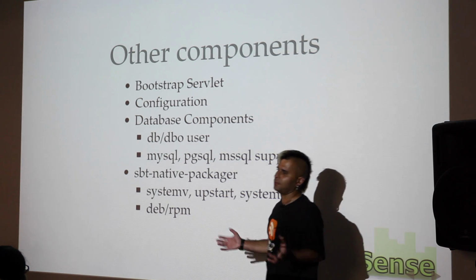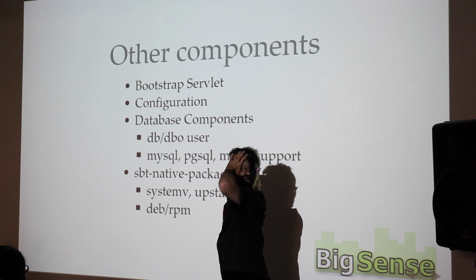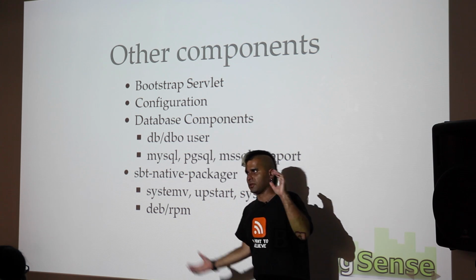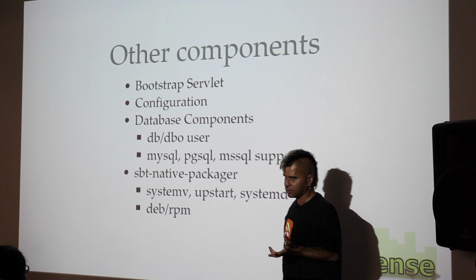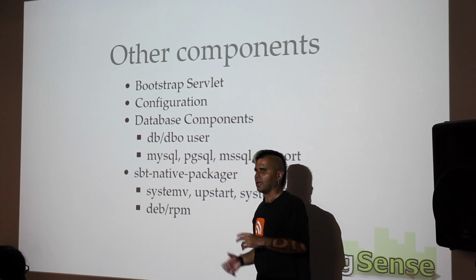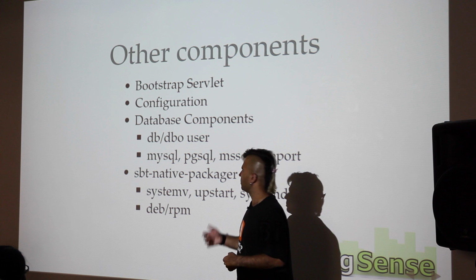So that's a lot of code, a lot of information to hold in your head, so we're not going to go through all of it. There's plenty of other code. There's the bootstrapping servlet, which is pretty basic and glues all these things together. There's configuration: basically all the configuration is in one file in /etc/BigSense, and we read that in and configure all of our components with that.